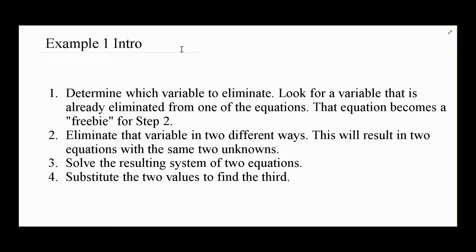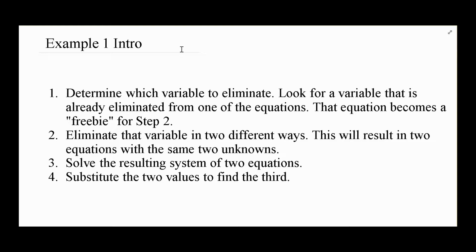Step 2. We're going to eliminate that variable in two different ways. Each time we eliminate it, we're going to get an equation that has the remaining two variables in it. Our goal in this step is to end up with two equations that have the same two unknowns. That's really important. We don't want one equation that has x and y and a different one that has x and z, because then we still have three variables, and that's not helpful. We want two equations with two unknowns.